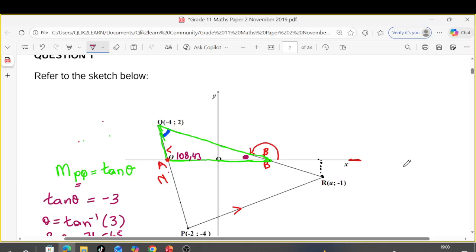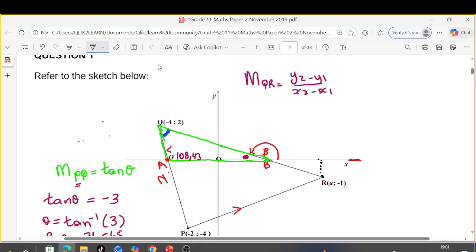We need to first find the gradient of QR. You see? This is too much. We need to first find the gradient of QR, because I don't have any plan that we can use without finding that gradient of QR. So far we have theta. We need to look for this angle of inclination here. Let's do that. The gradient of QR is equal to y2 minus y1, everything divided by x2 minus x1. Remember, it's 5 marks, né?